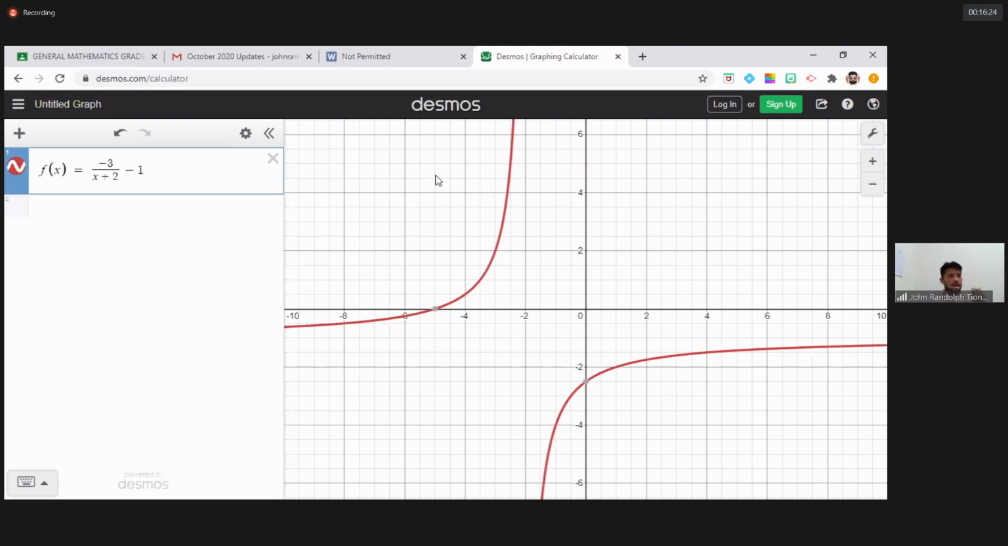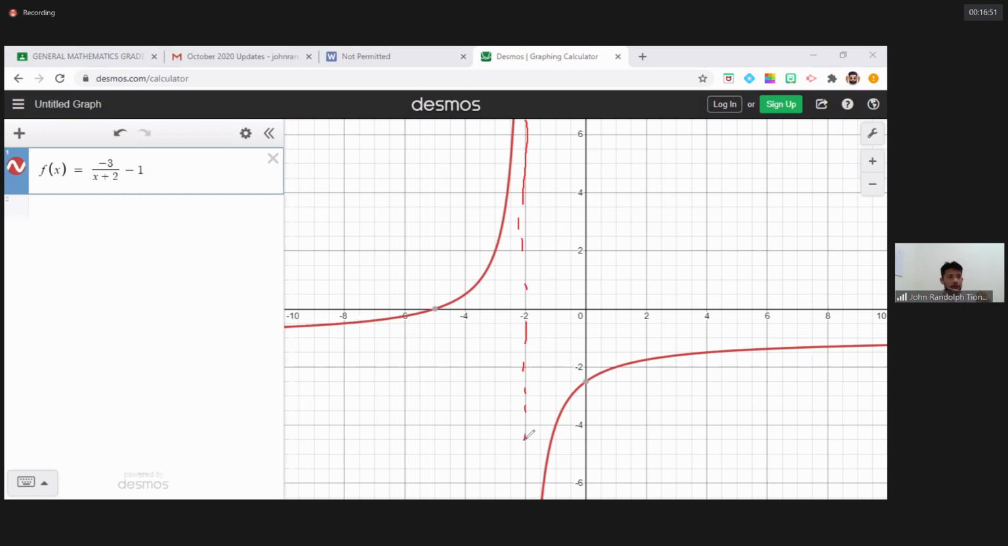Okay, can you see now? This is desmos.com calculator. This is a virtual graphing calculator. I-check, i-compare natin yung graph natin dito. Look at here. Di ba ito yung vertical asymptote natin? Okay, that's negative 2 there.